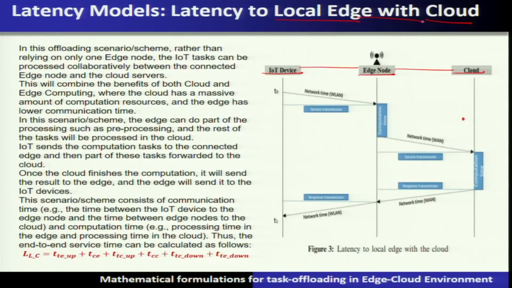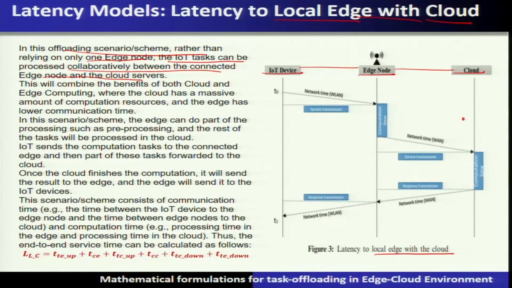So, we have now complicated the model, that is the local edge with the cloud. So, let us see the latency and the offloading scenarios here in this case. In this offloading scenario scheme, rather than relying on only one edge node, the IoT task can be processed collaboratively between the connected edge node and the cloud servers.